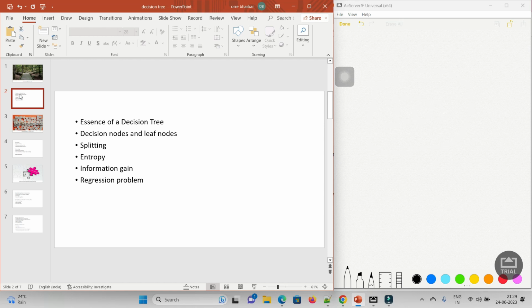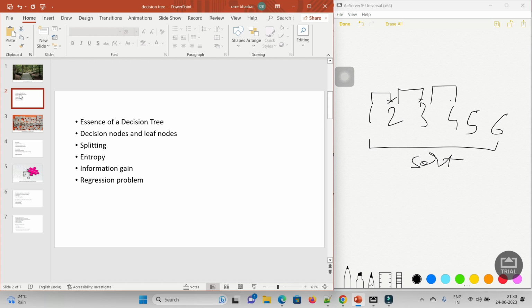So let's take a regression example. Assume you have data points 1, 2, 3, 4, 5, and 6. How will you calculate entropy and information gain for regression points? As you have 6 data points, we need to find the split. First, we sort it. It is in sorted order. Then we take the average of every two data points.